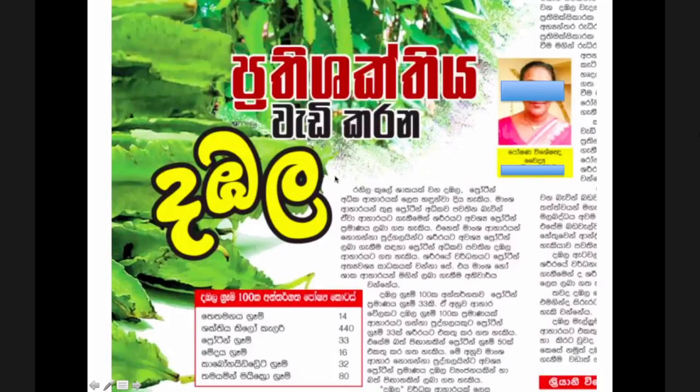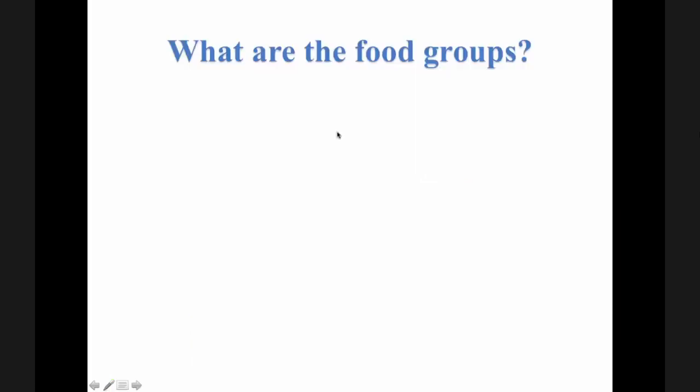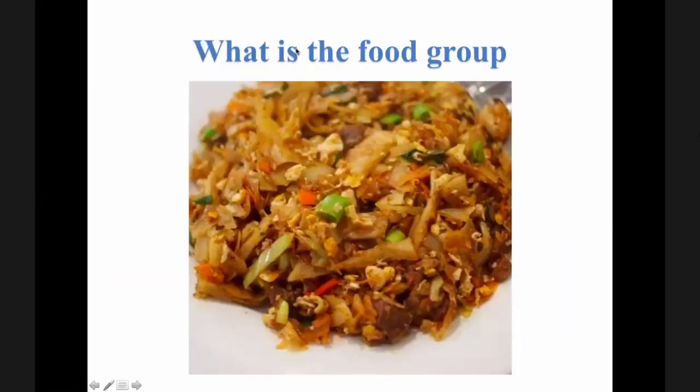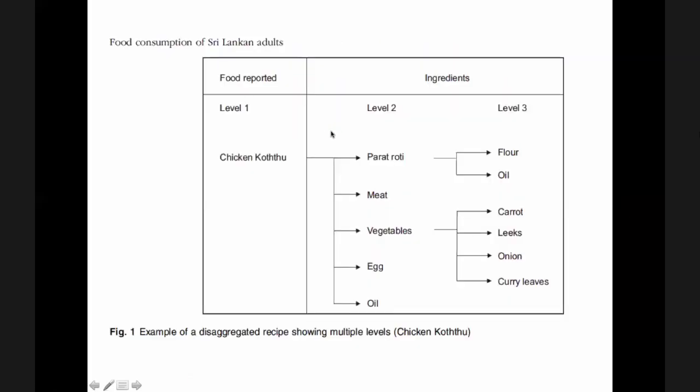So I'll go to the other slide. Probably you also find it a little boring. So we discussed the food groups. Now if you take a complex food like kottu, what is its food group? Can you divide this into food groups? No, it's very hard to divide this into food groups. So then you have to go for what we call disaggregating the recipe. If someone has a chicken kottu or something, you have to see the amounts of the food inside, like paratha, which is flour and oil, and the meat, vegetables, eggs, oil.